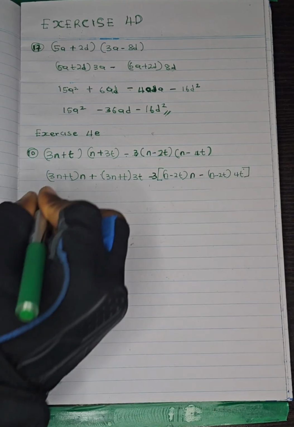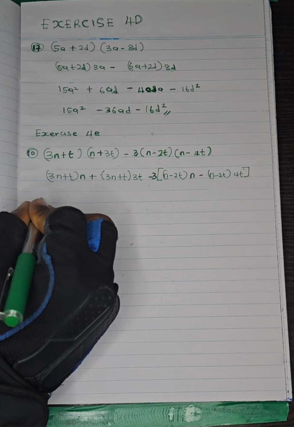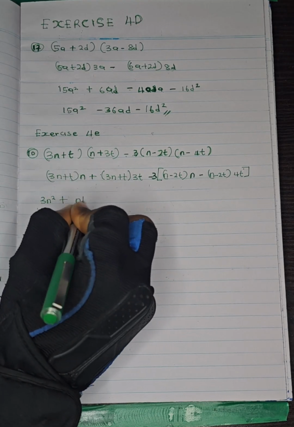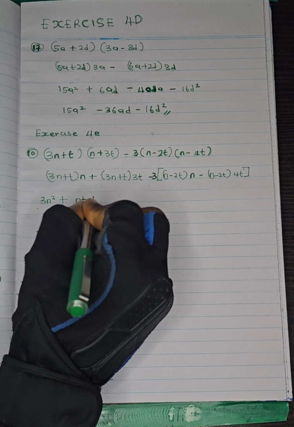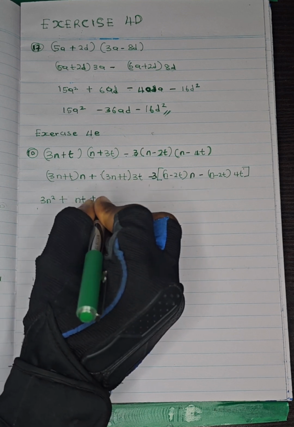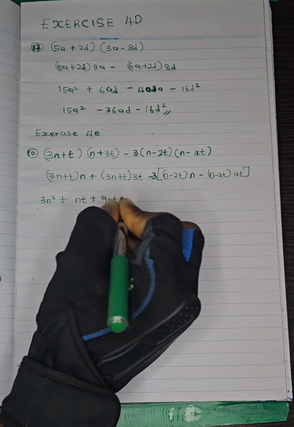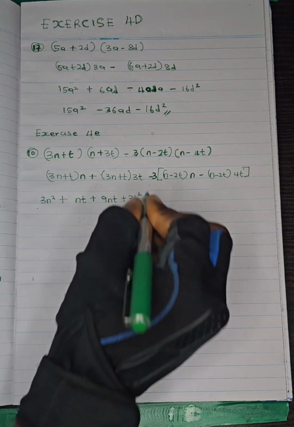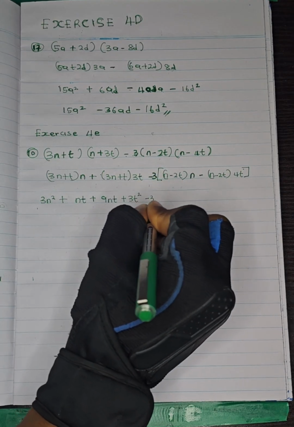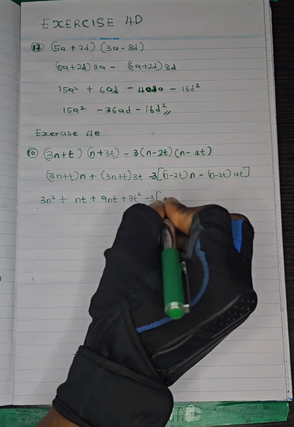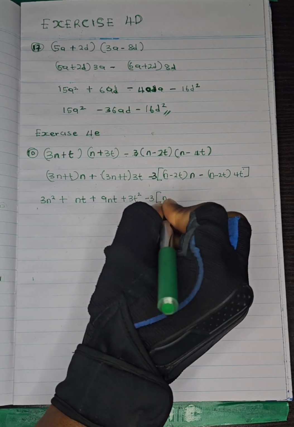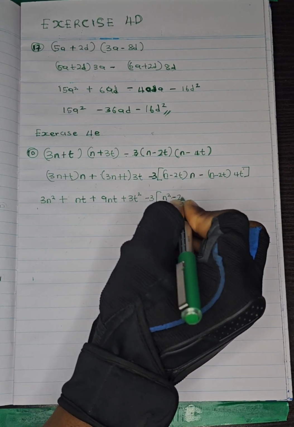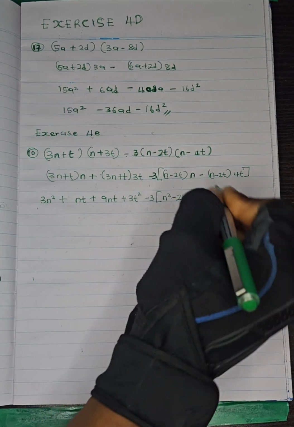So let's start opening up the bracket. n multiplied by 3n will give you 3n squared plus n multiplied by t, nt, plus 3t multiplied by 3n will give you 9nt. 3t multiplied by t will give you plus 3t squared. We go to this other side, minus 3 in bracket, n minus n. When multiplied by n will give you what? n squared. n multiplied by minus 2t will give you minus 2nt.